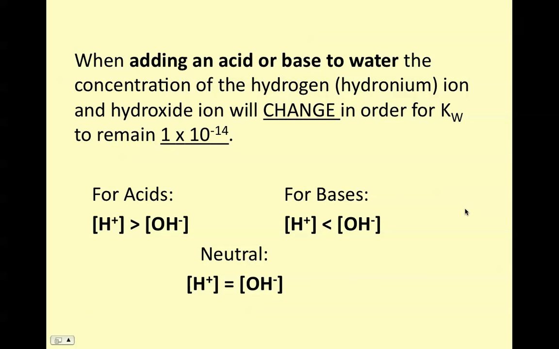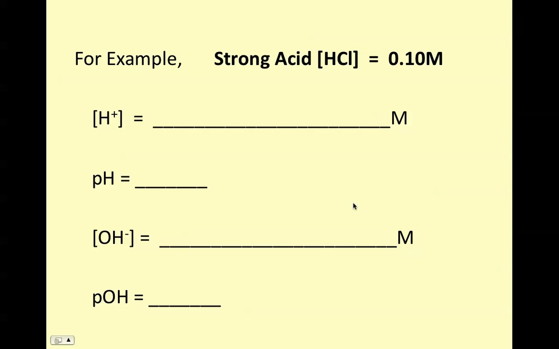Now, when adding an acid or a base to water, the concentrations of our hydronium ion and hydroxide ion are going to change and adjust in order for the ionization constant of water to always remain at 1 times 10 to the negative 14. So for acids, hydrogen will increase while hydroxide decreases. For bases, the opposite is true. And then in neutral solutions, those two concentrations have to be equal.